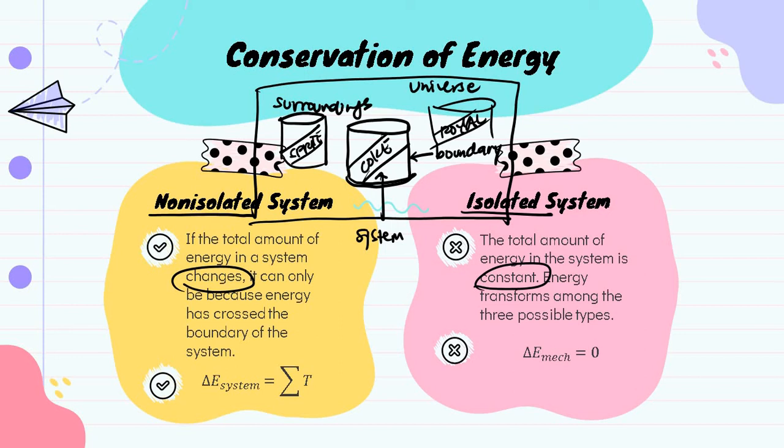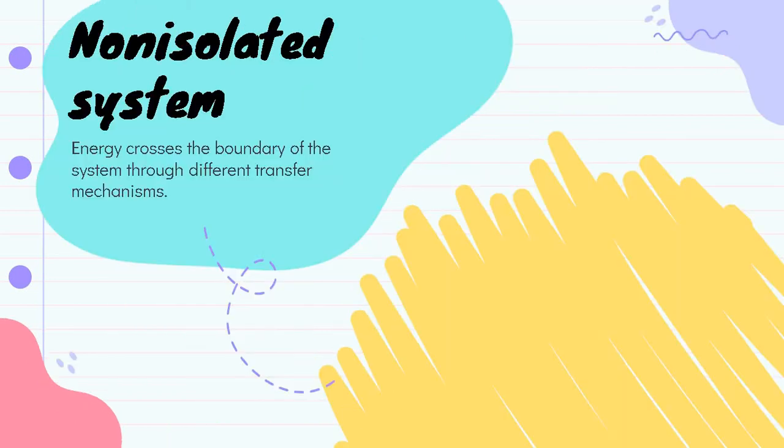However, an isolated system is, let's say, a thermopot. A thermopot is not perfectly isolated, but it's a good example of an isolated system, because if we put boiling water inside the thermopot, it would take some time, maybe days, before the water inside cools down. So those are the differences between non-isolated and isolated systems. Let's proceed first with the non-isolated system.